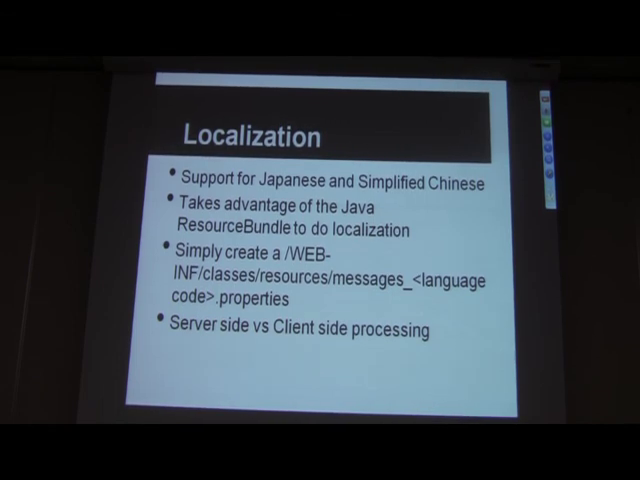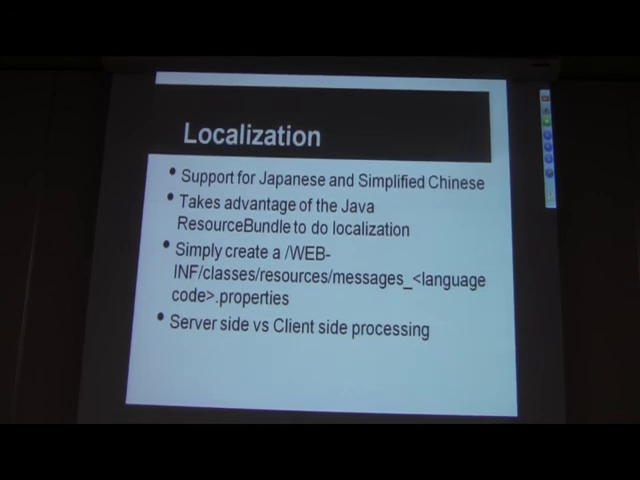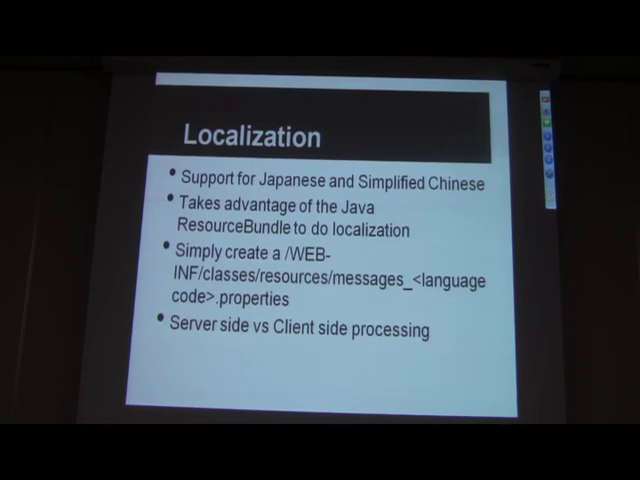So you can actually create messages underscore a language code .properties under this directory, which is under client. And you can start adding localizations to what CloudStack needs. You can take a look at the Chinese one, or the Japanese one, and maybe fix up some of the bad Japanese that we put in maybe. So you can start that way.